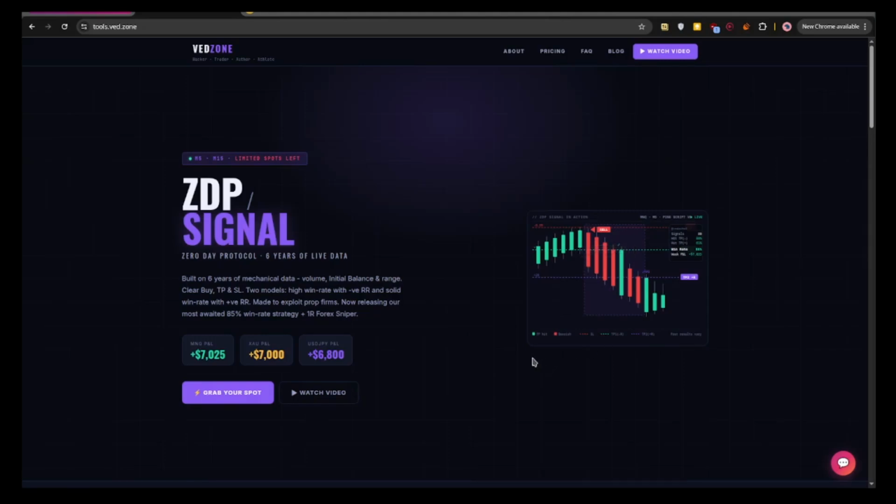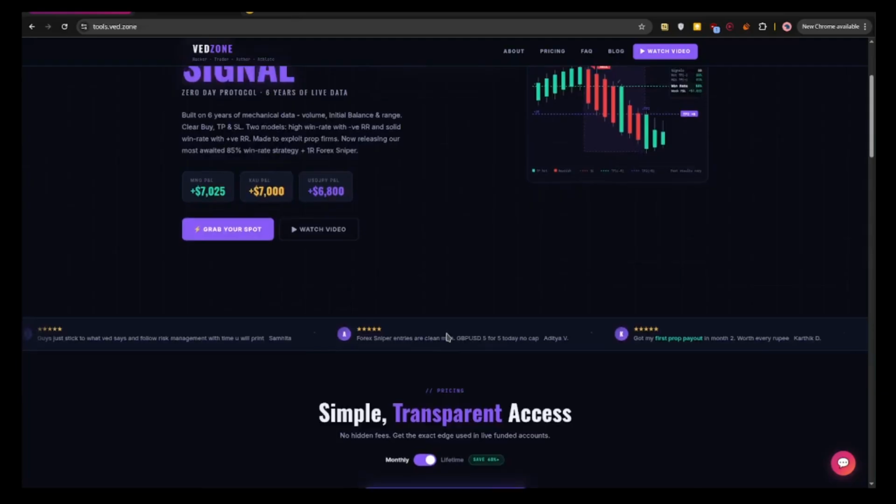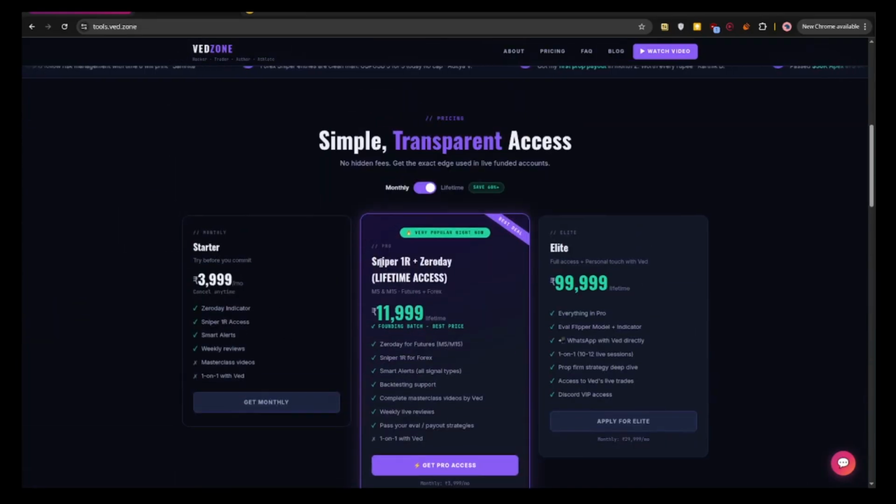Hello guys, welcome to live trading and backtesting. I will be backtesting my new smart script, the Sniper One, the zero day, you guys already know. I have already backtested it, but I might backtest this again today.